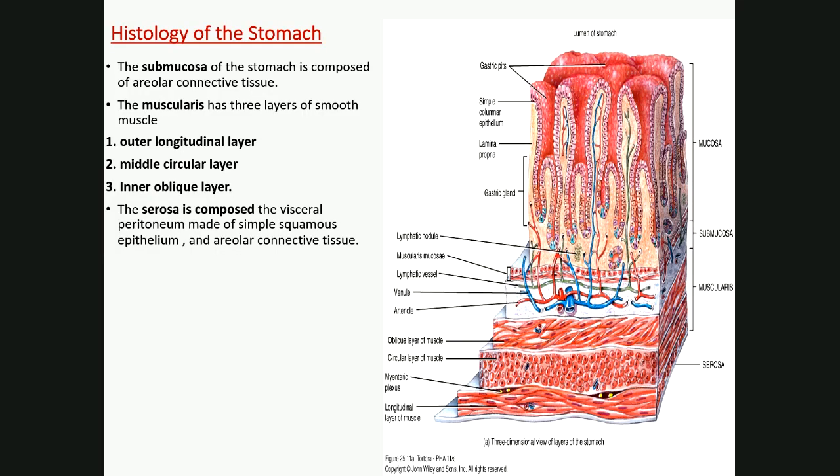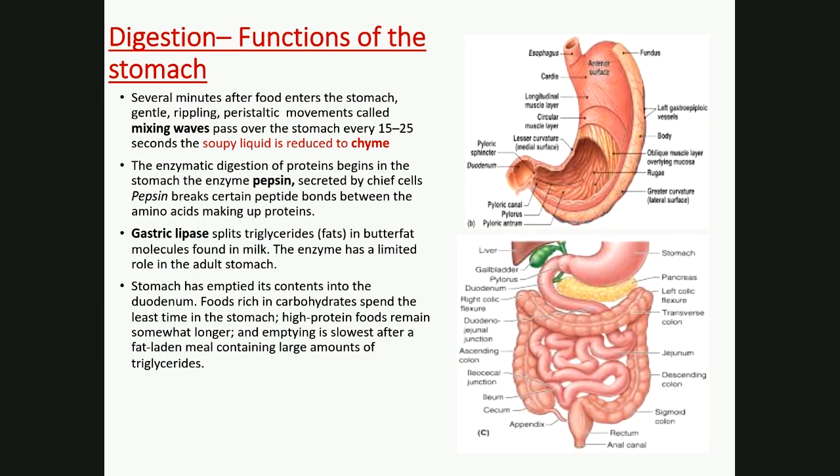Histologically, we talked about the submucosa, which is made up of areolar connective tissue, and the 3 layers of smooth muscle: a longitudinal layer, a circular layer, and an oblique layer, which assist in the contraction and relaxation of the muscle, churning the food, mixing the bolus with the gastric juices and the digestive enzymes. And then the outside is the serosa, which connects the stomach in the abdominal cavity.